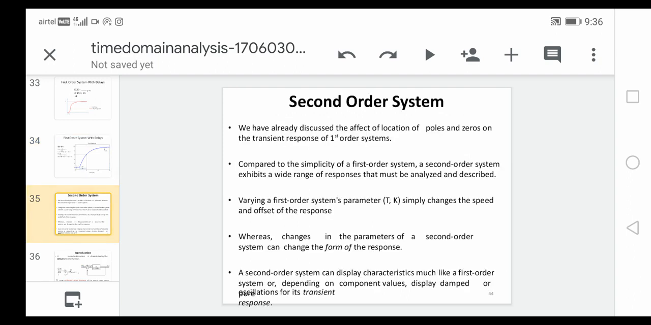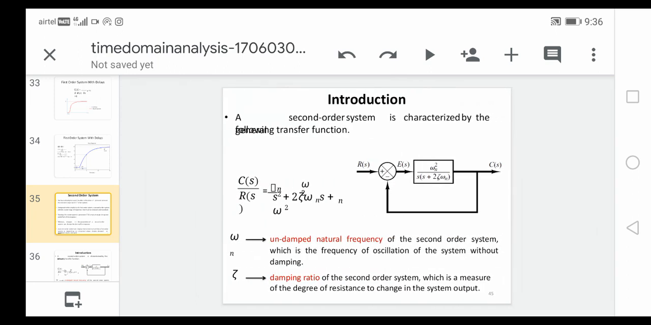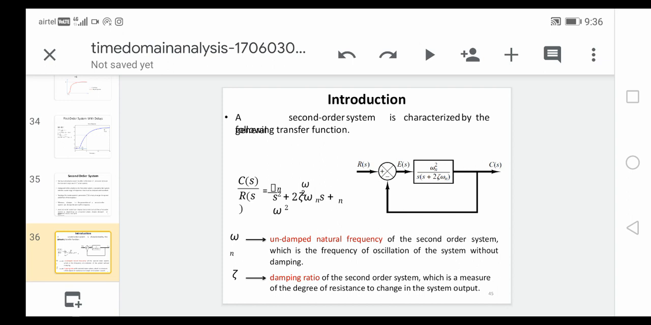Next, second order system. In a second order system, the behavior depends upon the location of poles and zeros. What is meant by a pole and what is meant by a zero? The poles we get from the denominator and the zeros we get from the numerator. The second order system always depends upon the omega and zeta values. Omega we call the natural frequency and zeta we call the damping ratio.